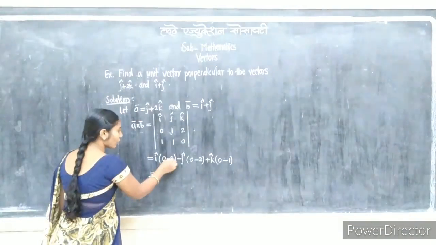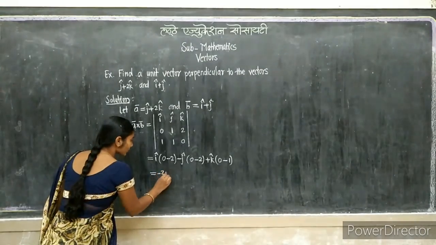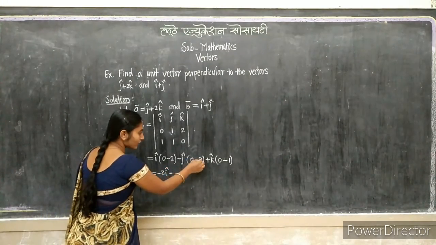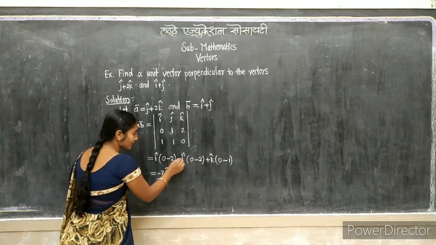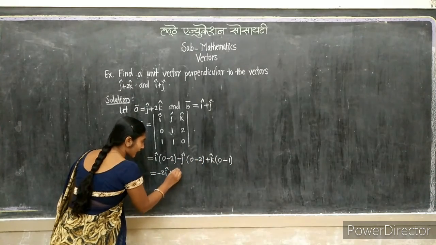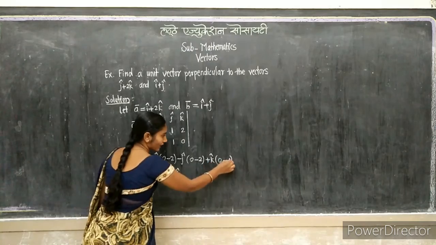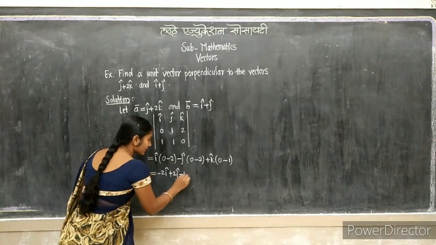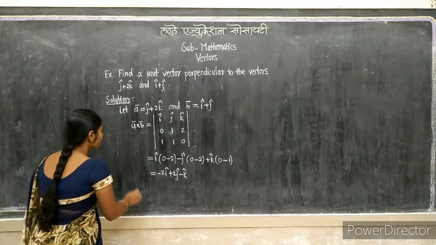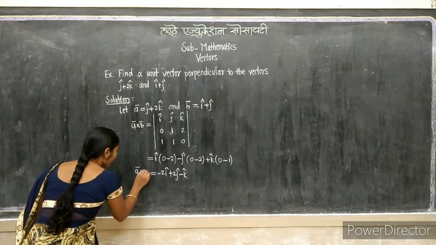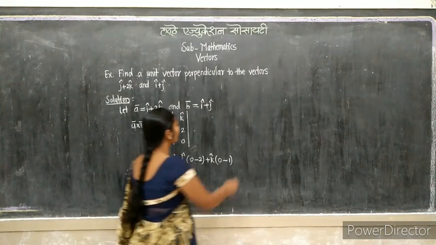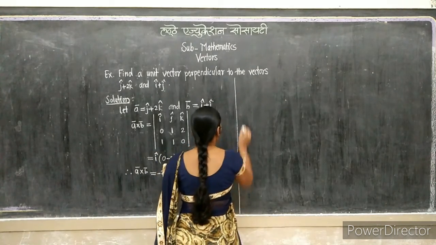which is equal to 0 minus 2 is minus 2 i cap, minus 0 minus 2 is minus 2, so plus 2 j cap, 0 minus 1 is minus k cap. This is the cross product a bar cross b bar. Then find out the magnitude.